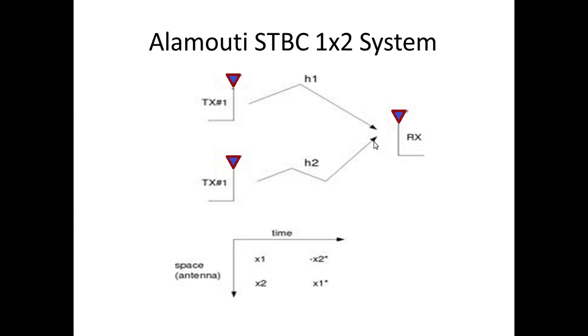Now moving on to the Alamouti space-time block coding in a 2x1 system. It was first proposed by Alamouti, wherein two transmitting antennas send symbols to a single receiving antenna.